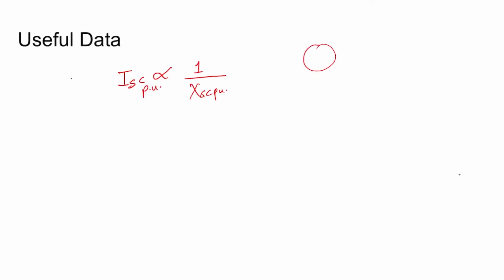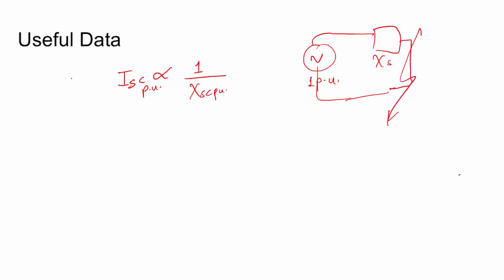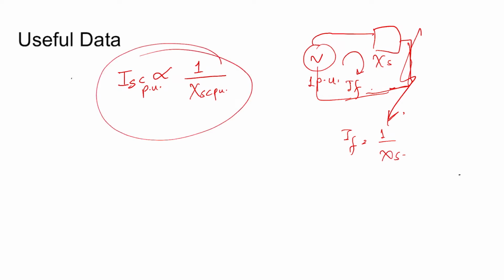Since we know that the generator voltage is 1 per unit, and if the internal impedance is XS, then if the fault occurs at the generator terminals, the fault current IF equals 1 by XS. So the fault current in per unit is proportional to 1 by XS in per unit. This is the formula you need to remember.